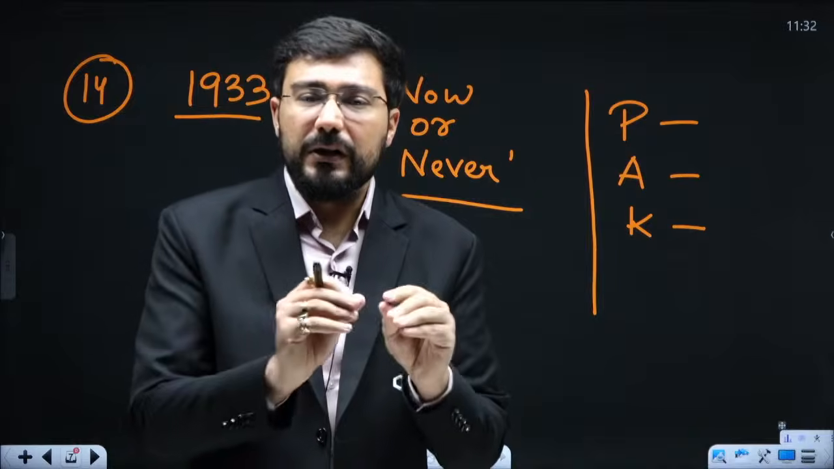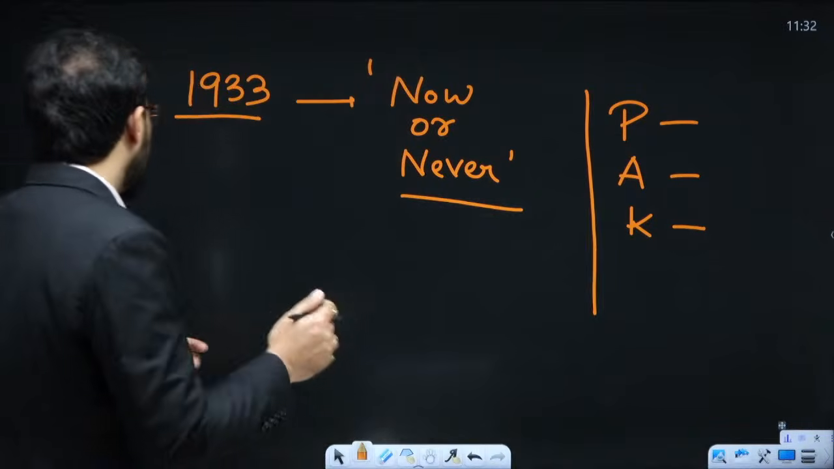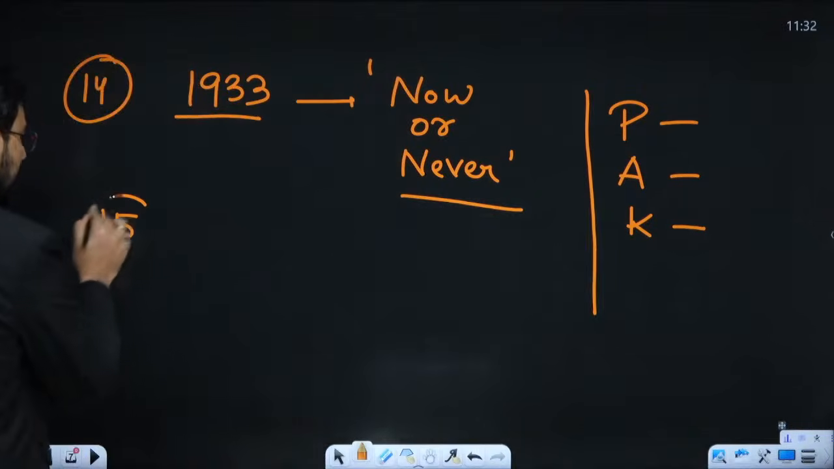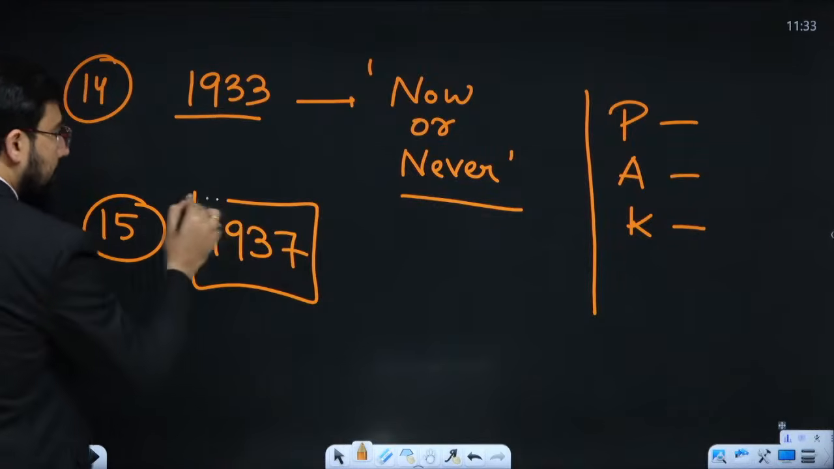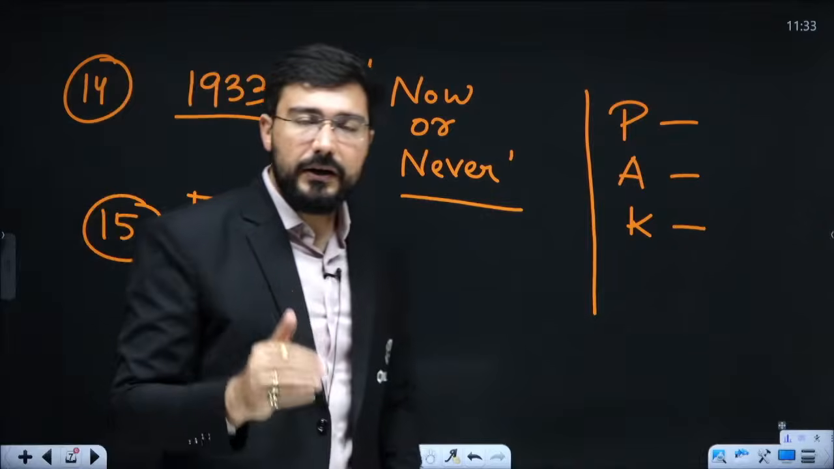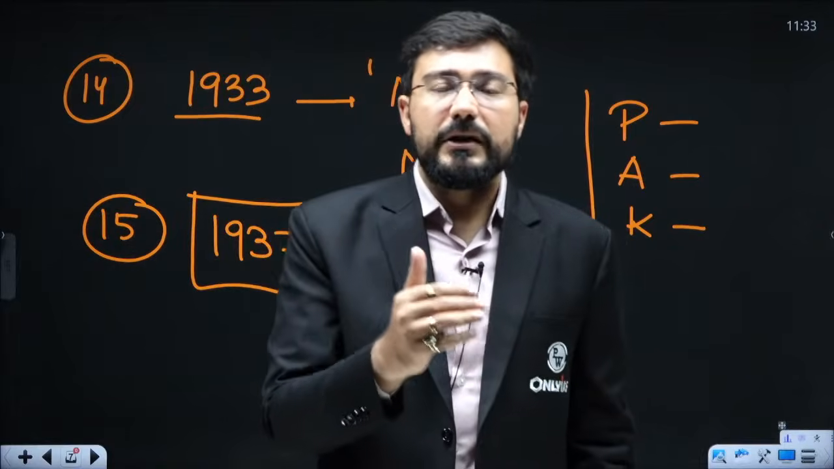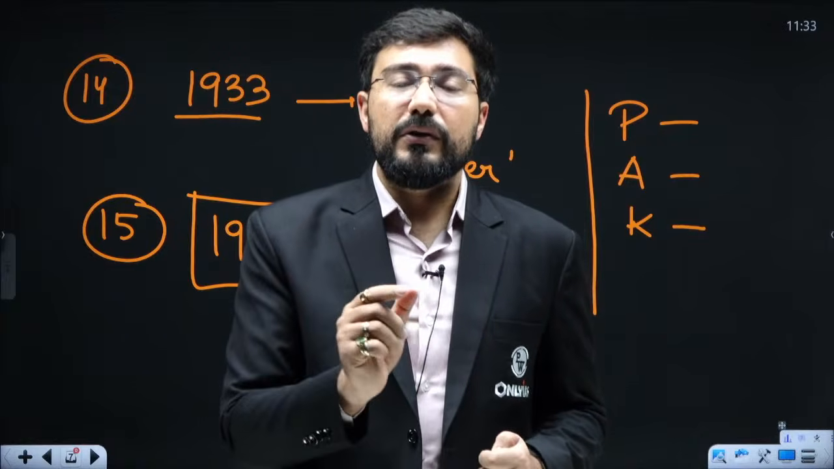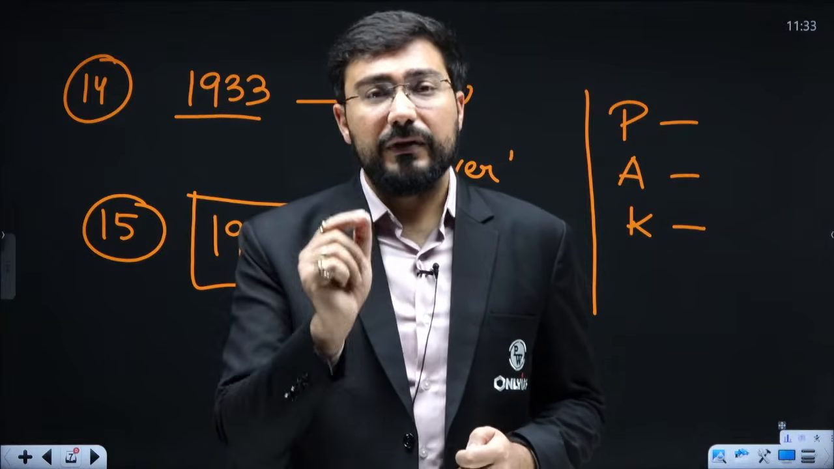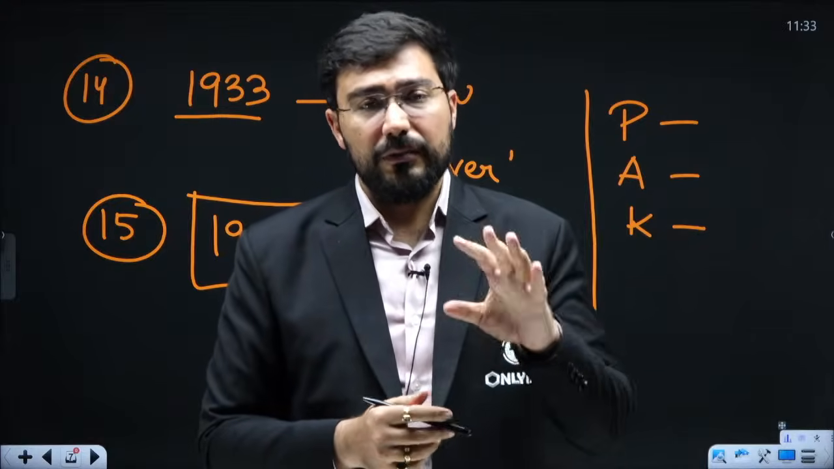Let me just give you a little bit of idea about it. What actually happened in 1937? That elections happened in India. In these elections of 1937, both Congress as well as Muslim League participated. Muslim League was not able to win even a single province in majority.